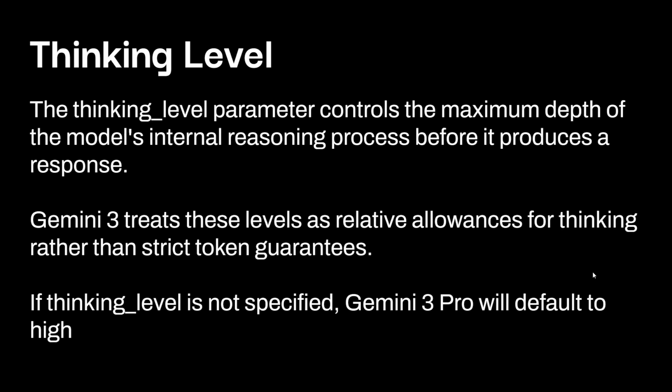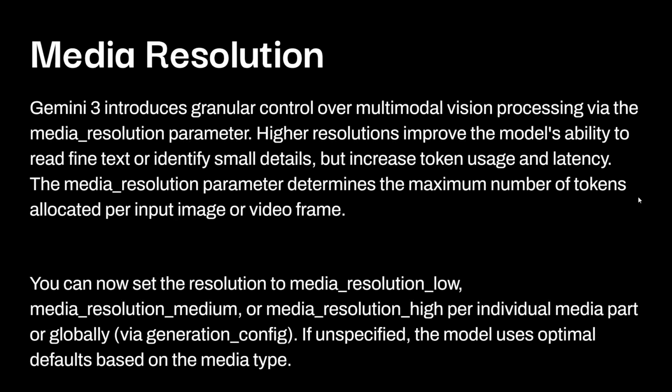So a few new different parameters are available for you. The first one is our thinking level, which controls the maximum depth of a model's internal reasoning process before it produces a response. Gemini 3 treats these levels as relative allowances for thinking rather than strict token guarantees. If you don't specify a thinking level, Gemini 3 Pro is going to default to high. There's low, medium, and high for our thinking level. Again, I'm just grabbing this straight from the documentation.